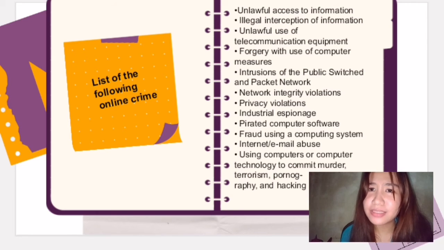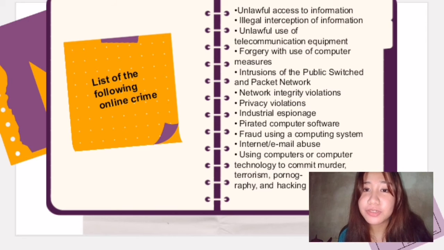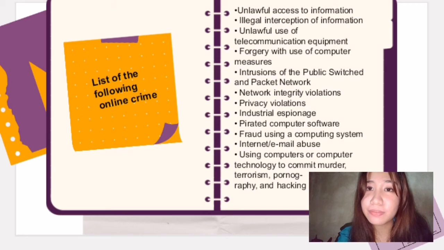Next is internet or email abuse. Spam is unsolicited emails that attempt to sell you a product or service. These types of email abuse affect the university by cluttering inboxes, wasting valuable time, threatening security, and consuming resources. So next is using computers or computer technology to commit murder, terrorism, pornography, and hacking. Cybercrime, also called computer crime, is the use of a computer as an instrument to further illegal ends, such as committing fraud, trafficking in child pornography and intellectual property, stealing identities, or violating privacy. Cybercrime, especially through the internet.